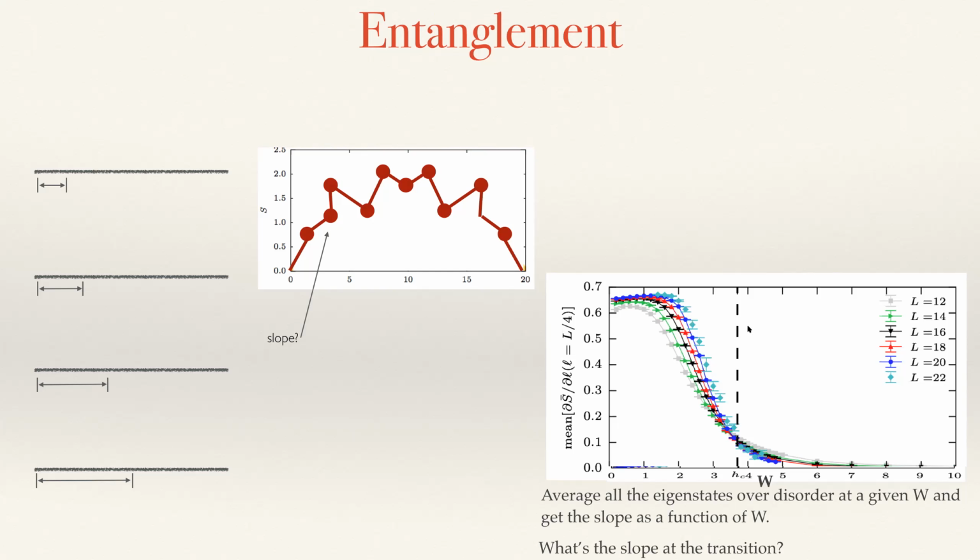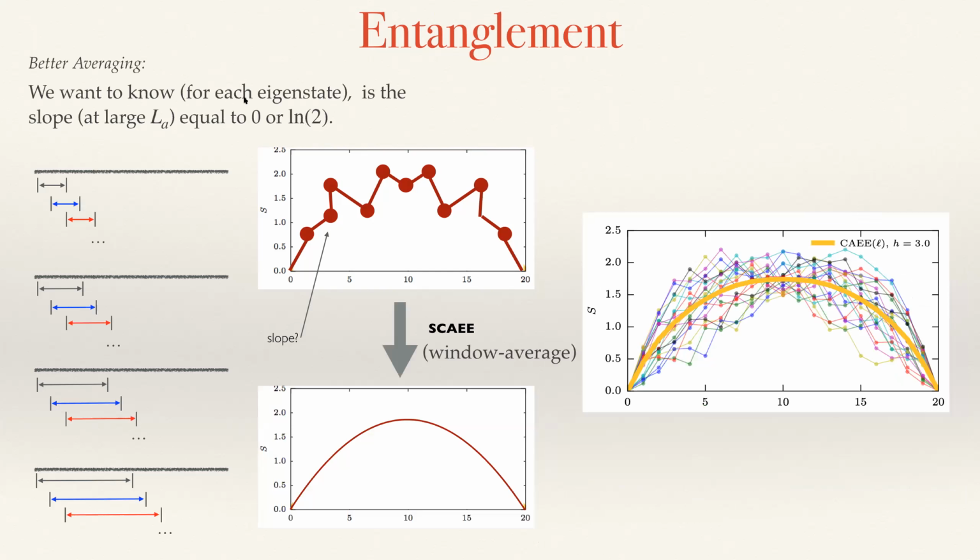Okay, so really what we need to pull this off, and this is the technical trick that allowed us to really make progress on this problem, is you need to be in a situation where for each and every individual eigenstate you can really look at this S of L_A curve and stare at it and get its slope. And so to do this, we developed an argument that there's a way to turn these kinds of curves for a given eigenstate into curves that are nice and beautiful and have a well-defined slope.